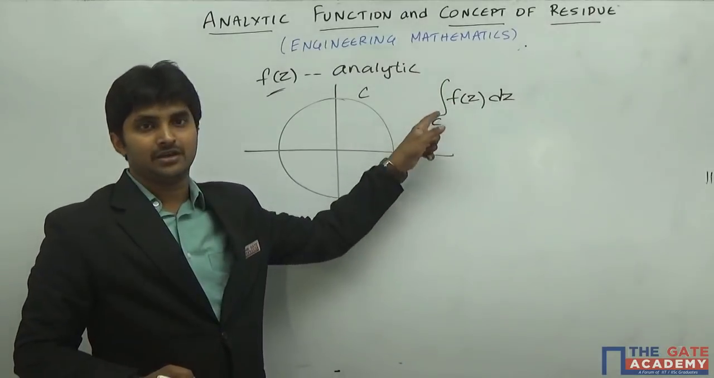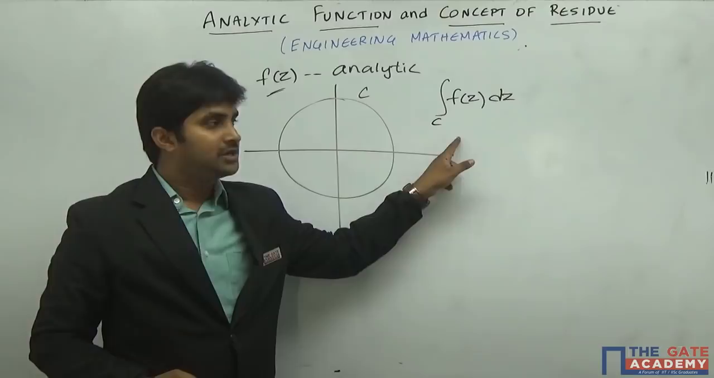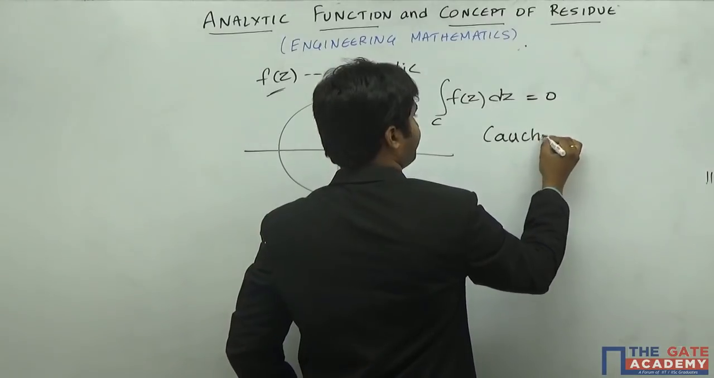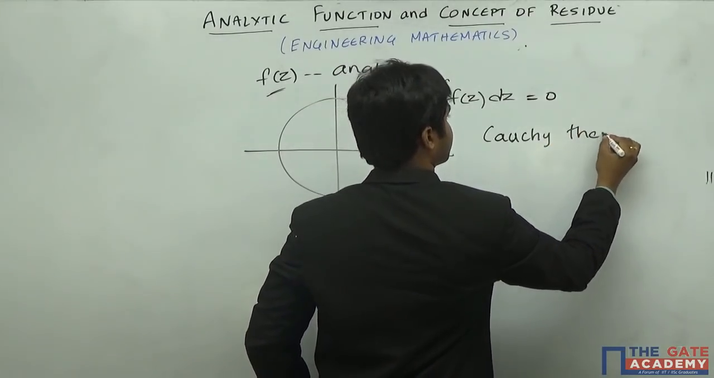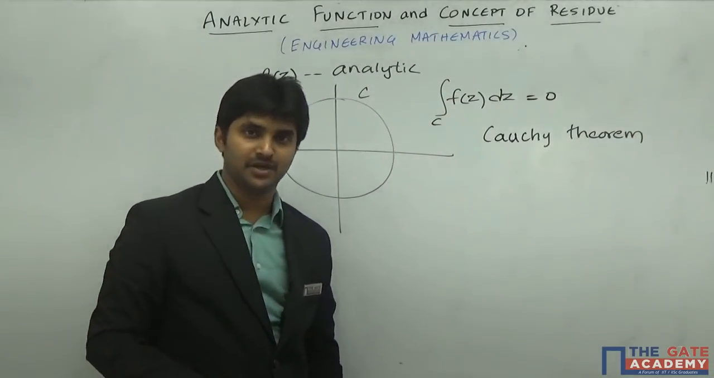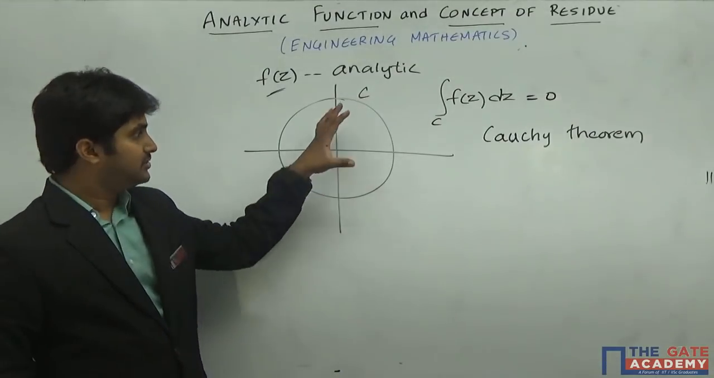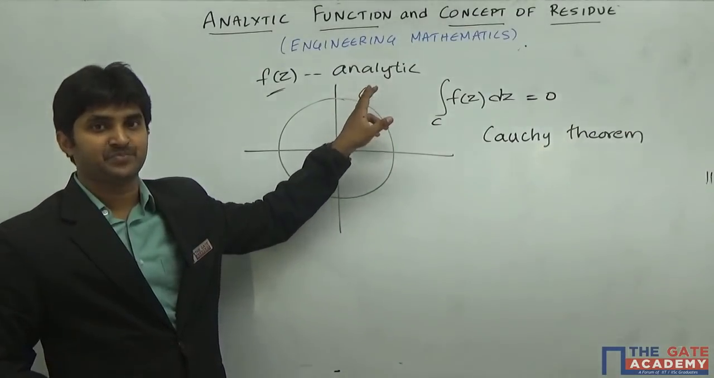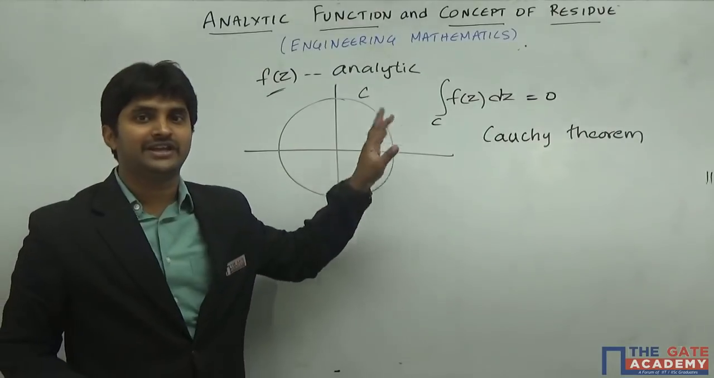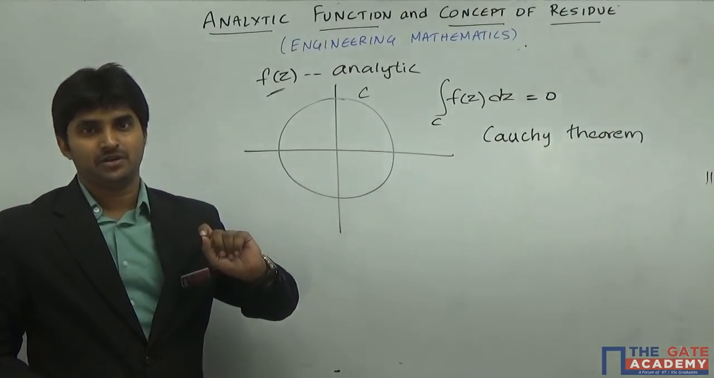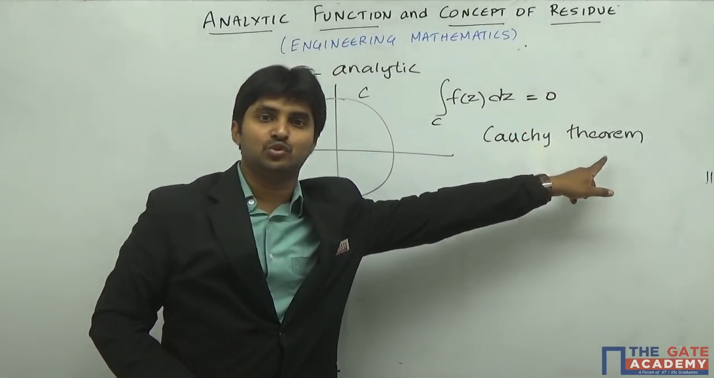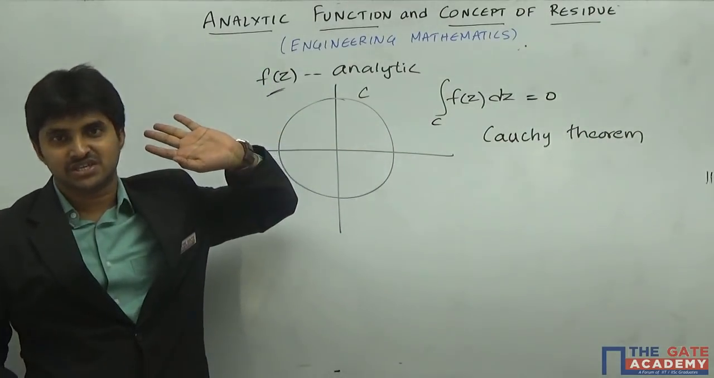Now when you are integrating f of z around this particular contour, the value is equal to 0, which is what we call Cauchy's theorem. It is a very important theorem, and many times questions have been asked based on it. In a particular domain that we have considered, which is written as contour C here, if the function is analytic at each and every point, there is no singular point at all, at any point inside or on the particular contour C, then if you are integrating the function f of z in that contour, the value is equal to 0. This is what we say is Cauchy's theorem.